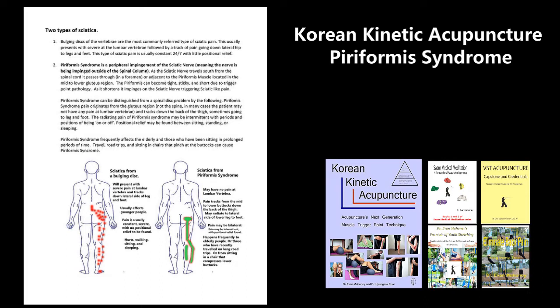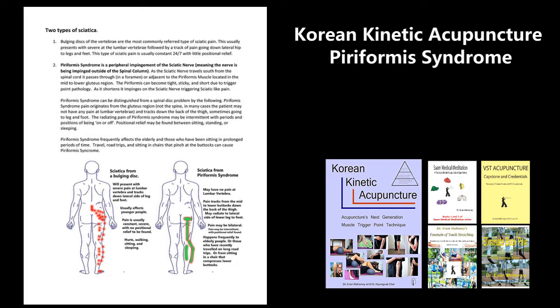The radiating pain of piriformis syndrome may be intermittent with periods and positions of being on or off. Positional relief may be found between sitting, standing, or sleeping. So some people find comfort in sitting, others don't. Other people find comfort in standing or walking, and other people don't. So it's an on and off kind of thing. Piriformis syndrome frequently affects elderly and those who have been sitting for prolonged periods of time. Travel, road trips, truck drivers, snowbirders, and sitting in chairs that pinch at the buttocks can cause piriformis syndrome.